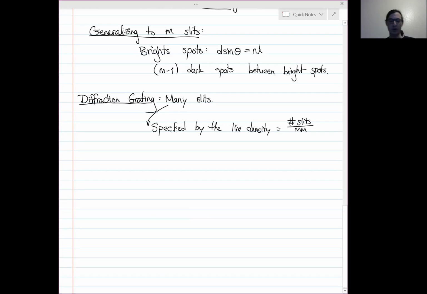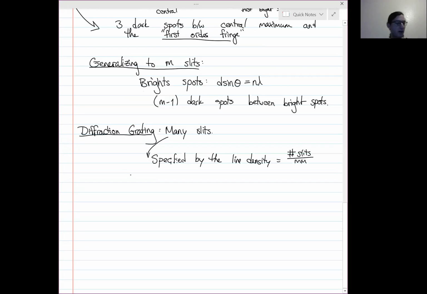But we characterize our multi-slit setups using the distance between slits, right? Not the number of slits per distance. So for our formula, we just take the inverse. For example, if the line density was 2 slits per millimeter, you just take the inverse, and the distance between slits would be 0.5 millimeter, right? You take the inverse of the line density.